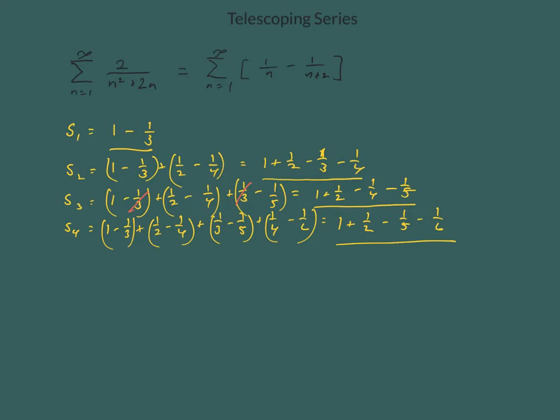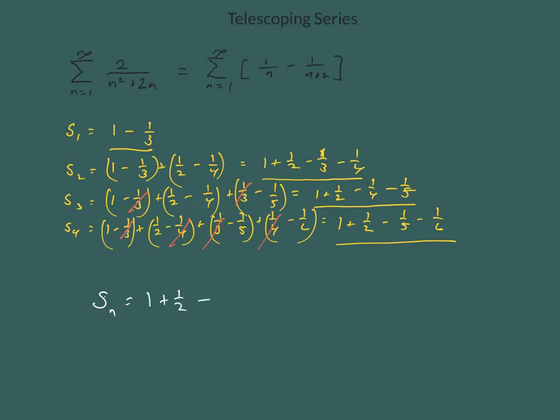When I deal with s sub 4, the same thing happens. The 1/3 drops off, but also the 1/4 drops off. And so s sub 4 becomes 1 plus 1/2 minus 1/5 minus 1/6. With that, we can start asking what our general term for the sums is. You'll notice everything starts with 1 plus 1/2.